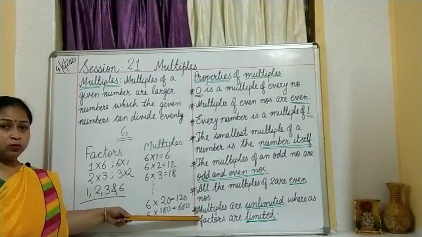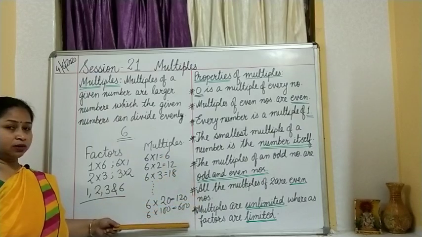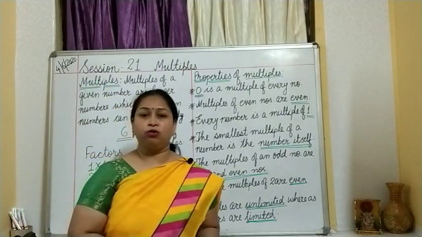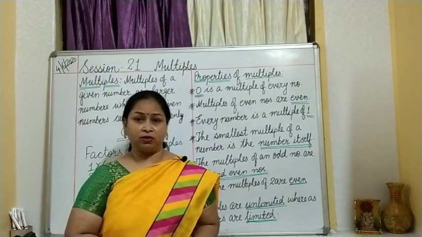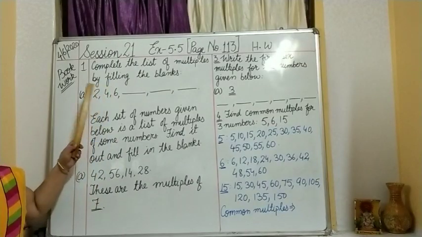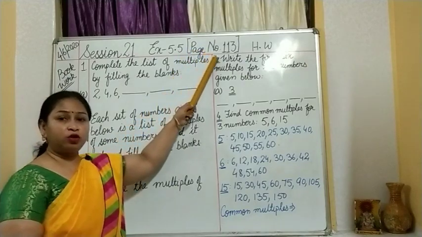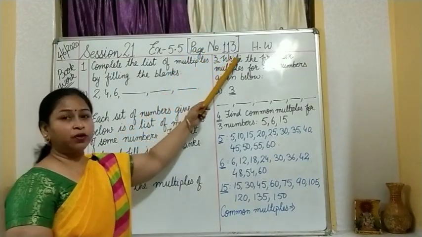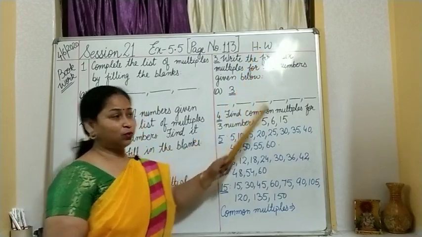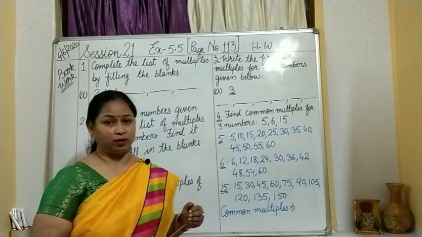So is this property clear to you all? Multiples are unlimited whereas factors are limited. Based on all these facts, we are going to do the next exercise. Children, we are going to start exercise 5.5 given on page number 113, and for a change, instead of classwork it is written homework. So this exercise you will be doing as homework.